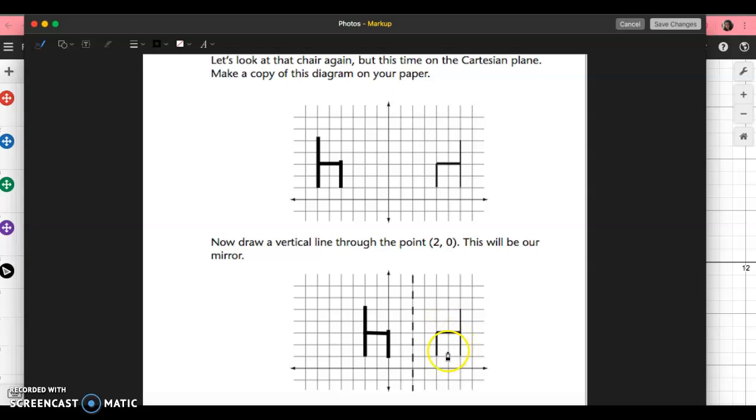Okay, and then we have our image over here. This image is reflected through the point (2, 0), which is 2 on the x-axis and 0 on the y.